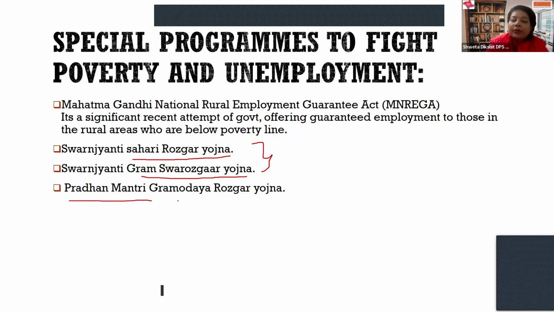Now, Pradhan Mantri Gramoday Rozgar Yojana. This is also associated with the Gram, that means Gaon, villages. It talks about employment in rural India.